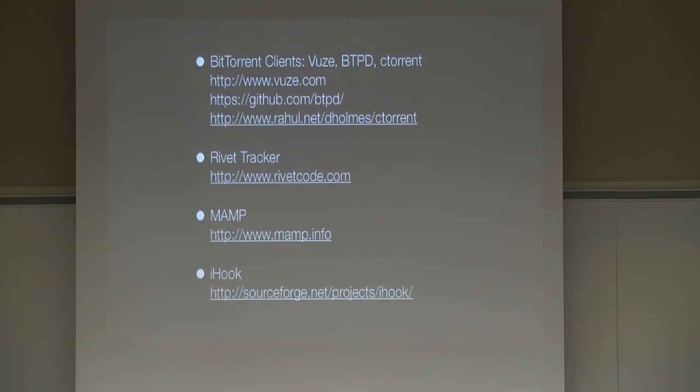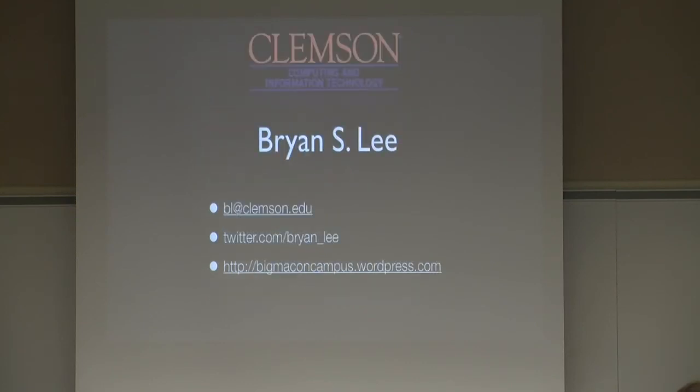And here's where I got some of the BitTorrent clients, from those various websites for each of them. Rivet Tracker is also, I can't remember if it's donationware or freeware. I think it's freeware. MAMP is open, and so is iHook as well. I believe it was the University of Michigan that did iHook, but they've actually posted it as open source on SourceForge now. I don't think it's been updated, but it still works, and it's kind of handy, especially if you haven't done it in a lab, just to give user feedback. It's nice to use. It gives you an in-between.